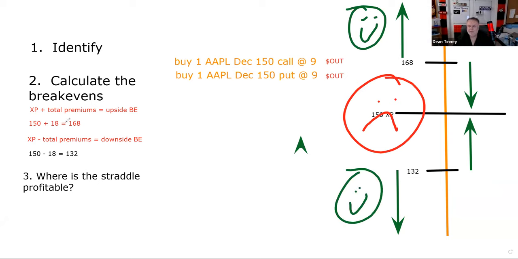And then the last thing we got to be able to do on a straddle is we have to say, when do we use a straddle? So if we're long, we use it when we expect volatility, but direction's uncertain. So we don't know if Apple's going up or down, but we think it's moving.